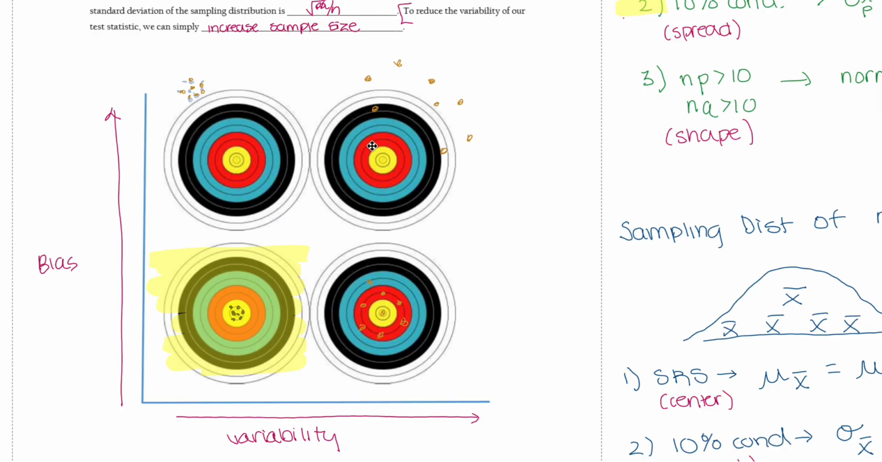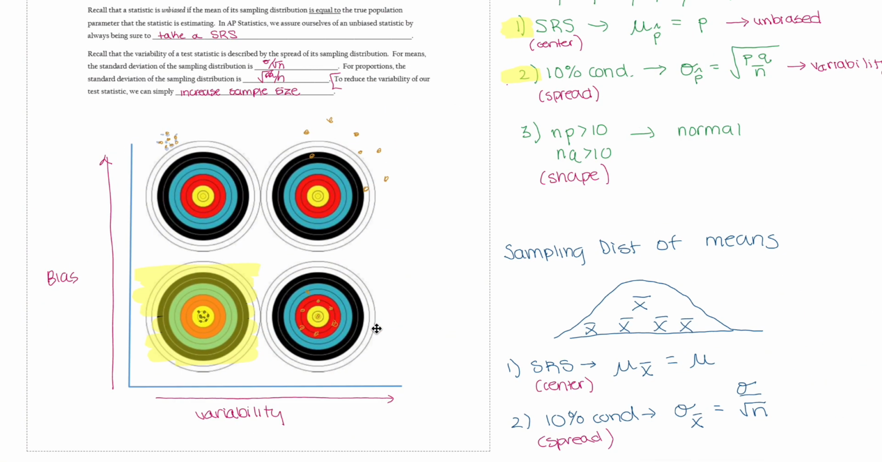And see this upper right corner, it has both large variability and bias. So they're both spread out and not near the target. And see this diagram here, it has low bias and low variability. So that's our goal. We want this. And this diagram shows high variability but low bias. So it varies a lot, but they're all near the target.